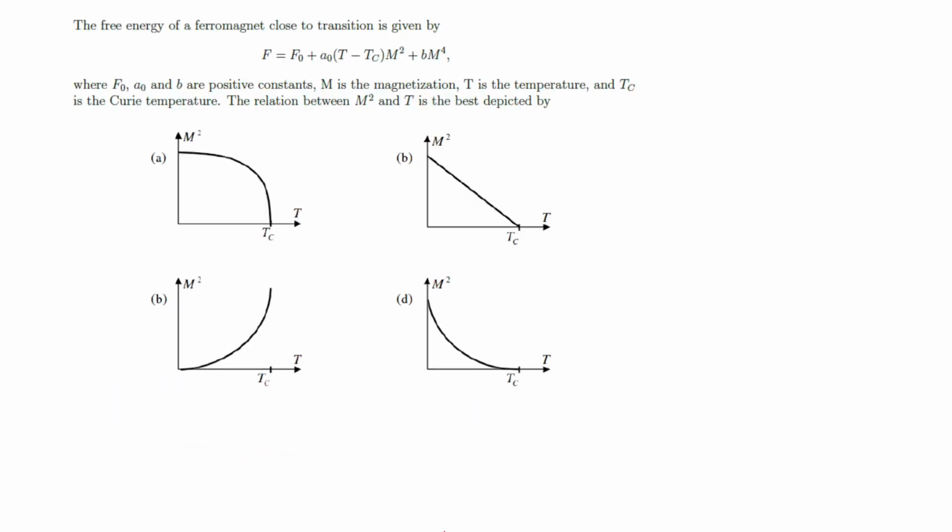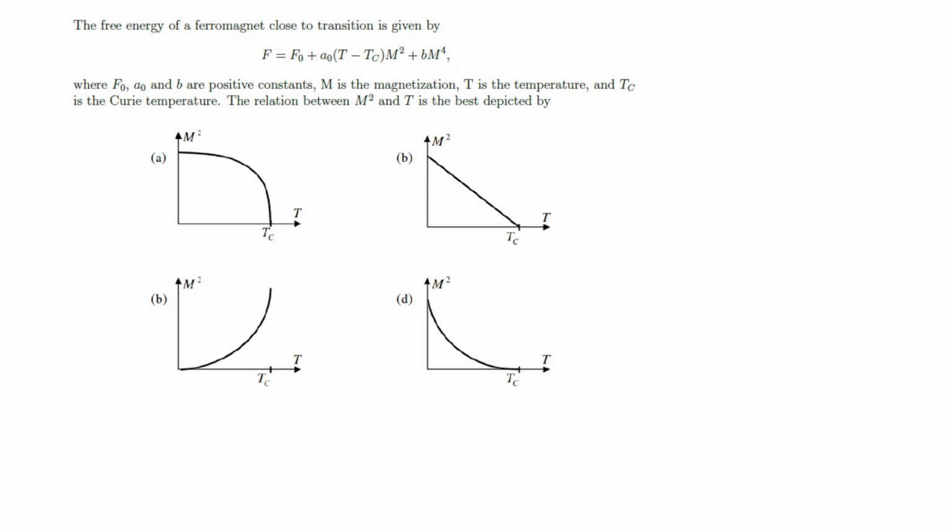Here the question is asking about the free energy of a ferromagnet close to the transition. It is given, and it has the form F naught plus A naught (T minus Tc) m square plus B m to the power 4, and F naught, A naught and B are positive constants, and m is the magnetization, T is the temperature. What we have to do is find a relation between m square and T.